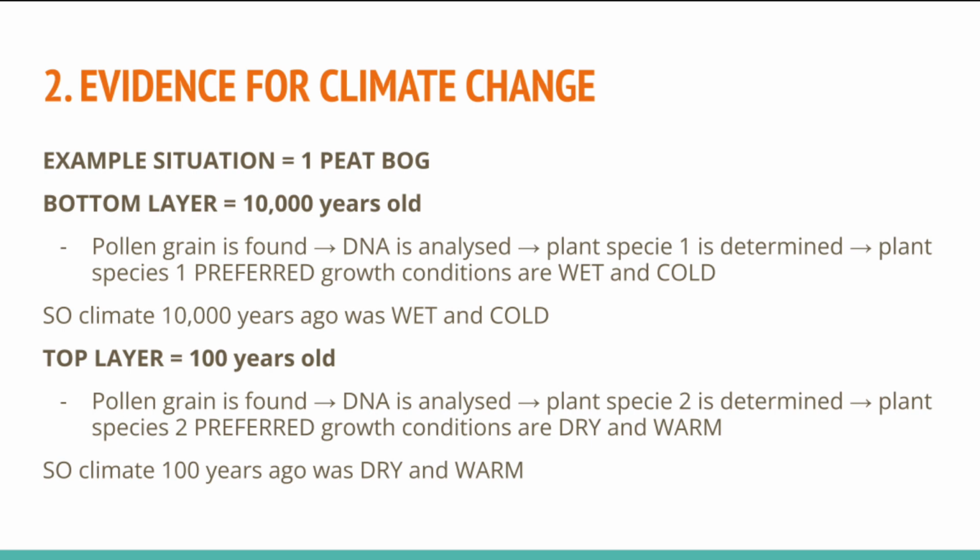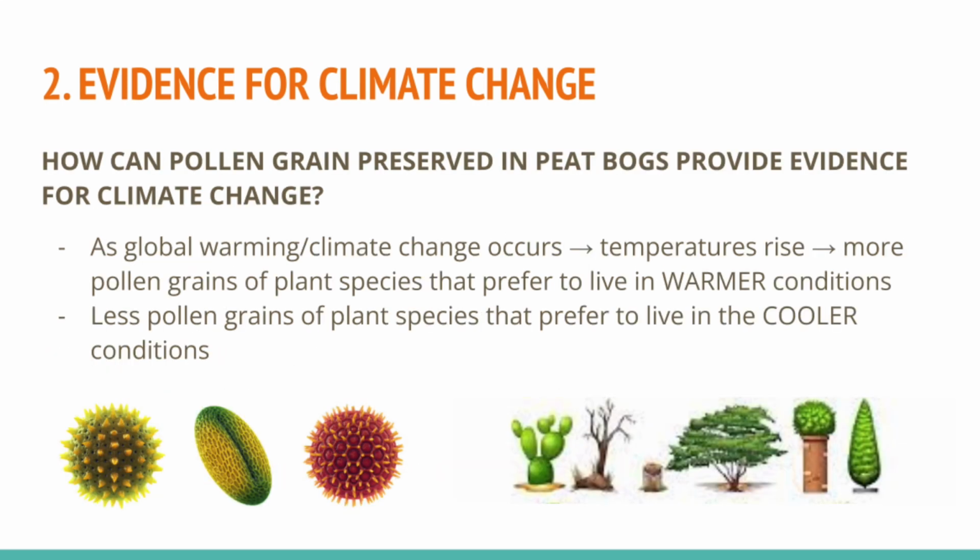And for the top layer, for example, 100 years old, a pollen grain is found, DNA is analyzed, plant species 2 is determined. And instead of the conditions being wet and cold, the conditions are dry and warm. But how can pollen grain preserved in peat bogs provide evidence for climate change? As global warming and climate change occurs, temperature rises, and this means that more pollen grains of plant species that prefer to live in warmer conditions will be present, while fewer pollen grains of the plant species that prefer to live in cooler conditions will be present.